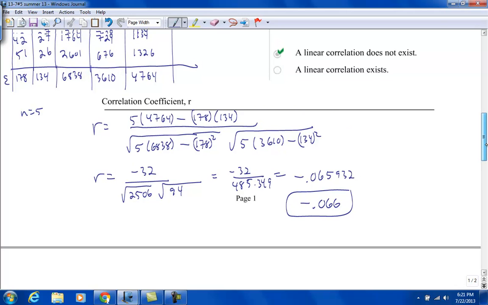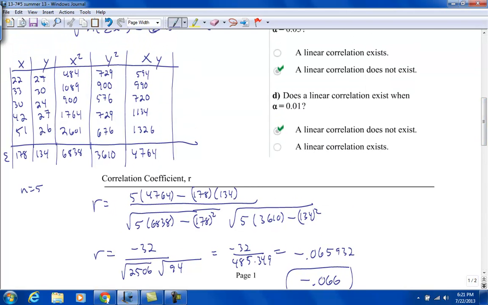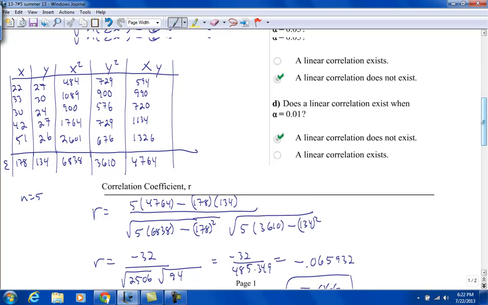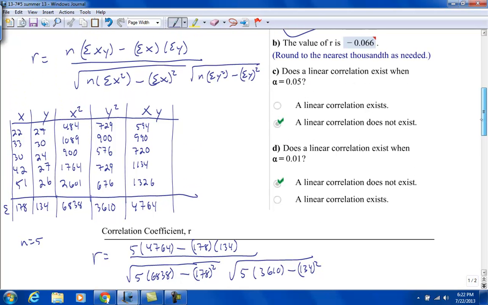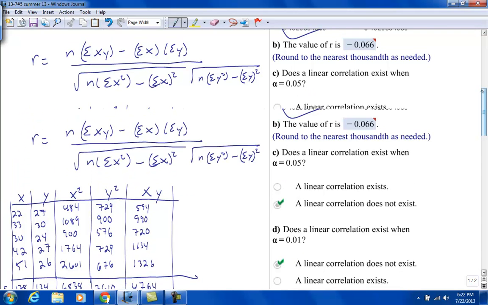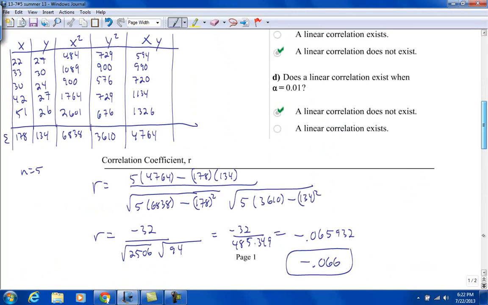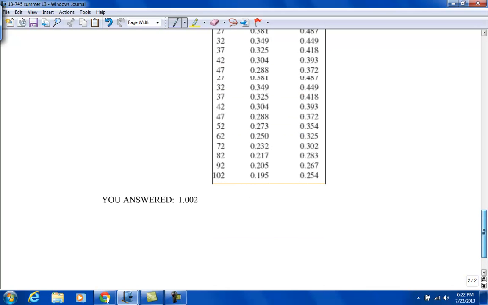Now the next part is to answer these questions. This is a pretty small number. Usually you want it to be bigger than like 0.8 or smaller than negative 0.8 for there to be a correlation. This is pretty close to 0, so there's not going to be a correlation in either case, but let's just run through that process. Does it exist at alpha being 0.05 or 0.01? And we should have a chart attached to this. Here it is.